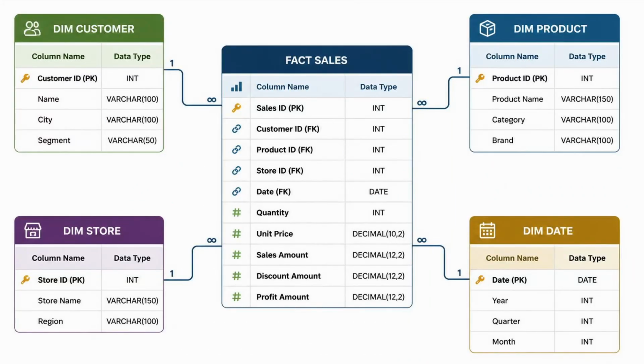One important benefit of a dimension table is that we don't need to repeatedly store the same descriptive information in every transaction.